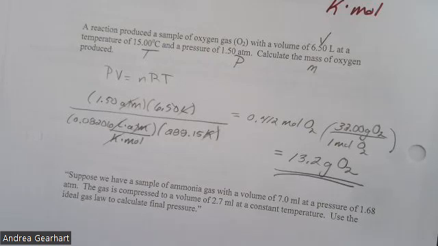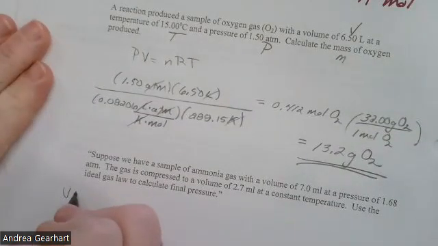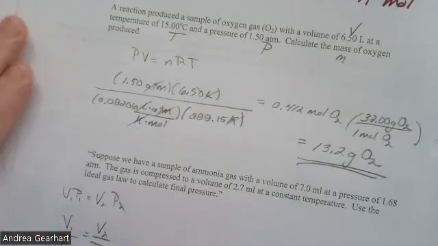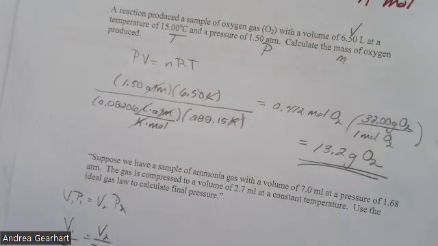In AP chemistry, we can use V1 P1 equals V2 P2. We can use V1 over T1 equals V2 over T2. We absolutely can. But the attitude and the approach is this.